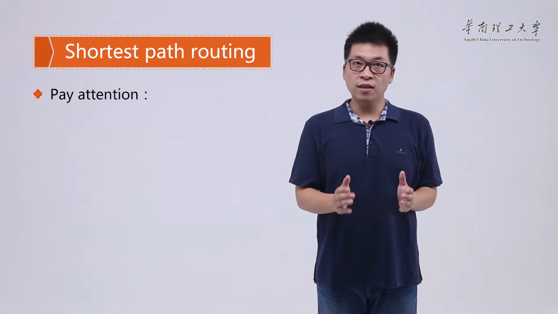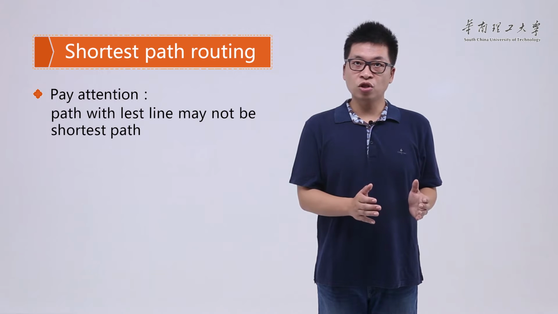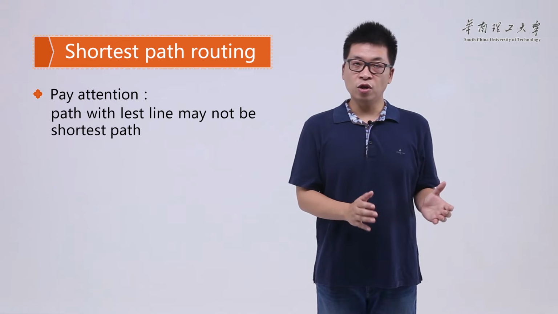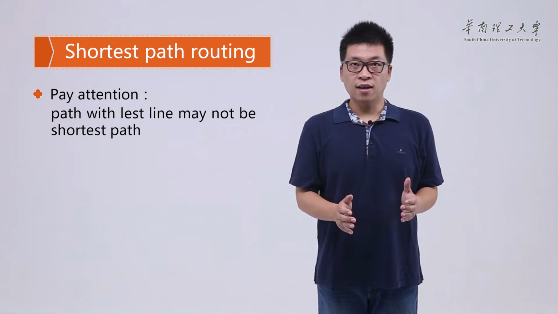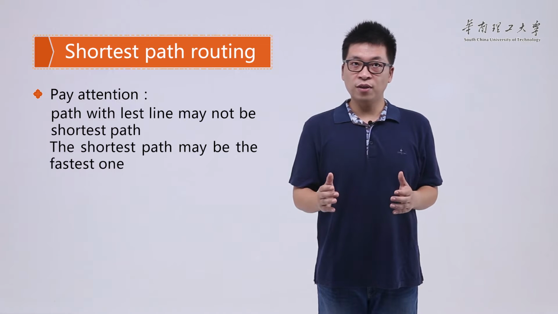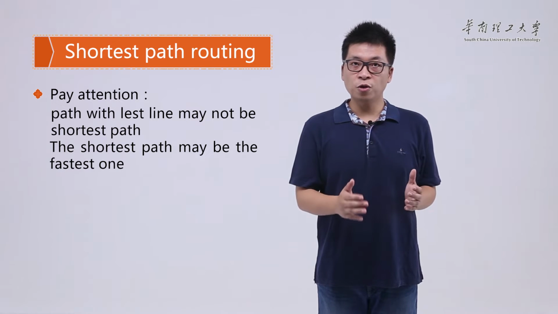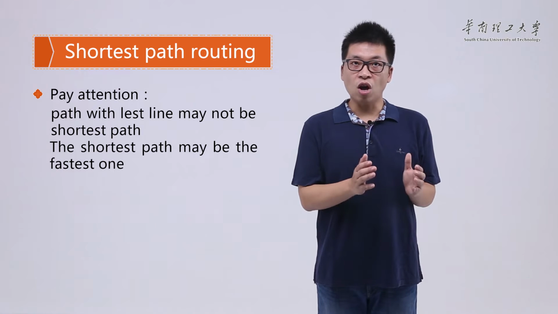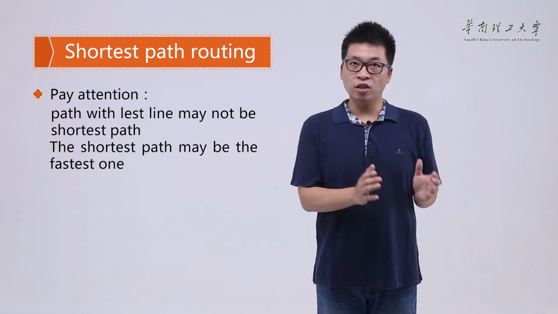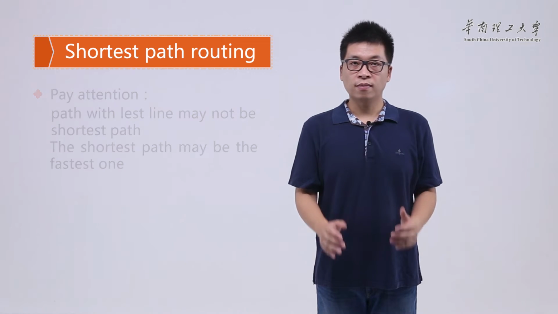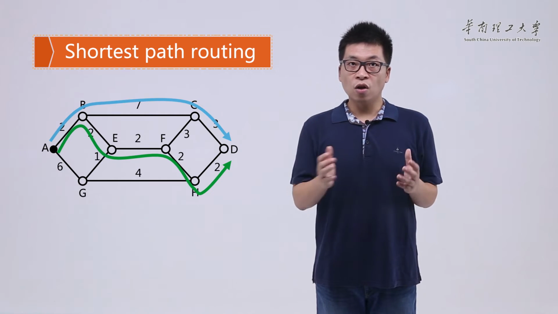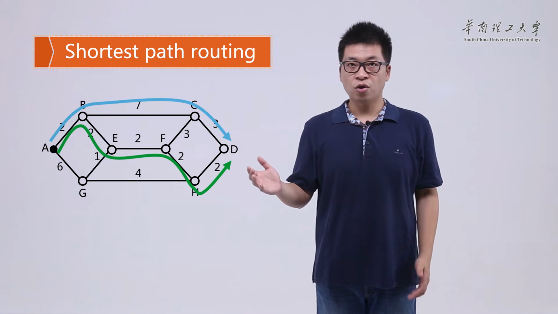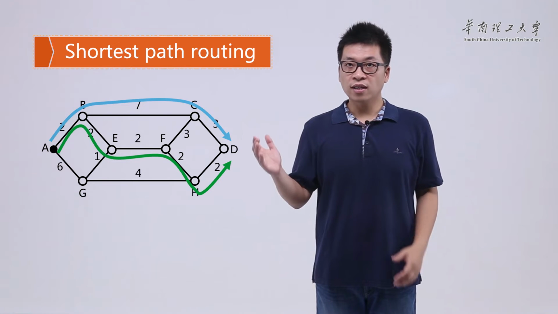But we should pay attention here. The path with the least lines may not be the shortest path, and the shortest path may be the fastest one. It can also be the cheapest one. It depends on the meaning of the weight associated with each line in the topology. For example, in this network topology, the blue path only contains 3 lines, whereas the green one contains 4.